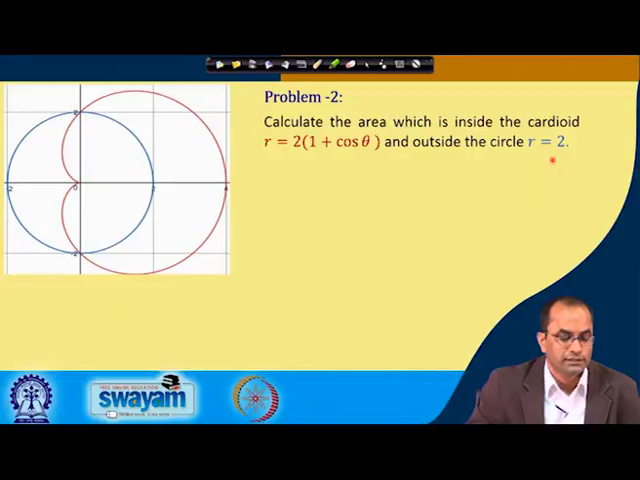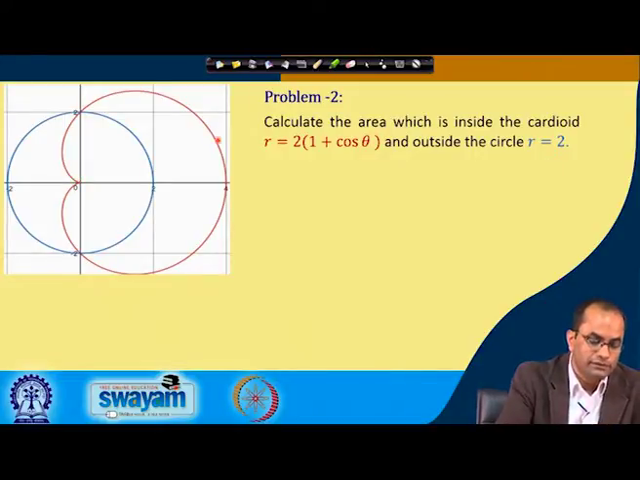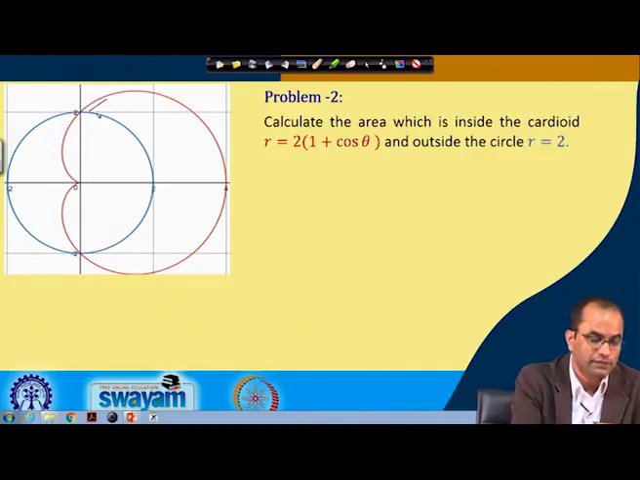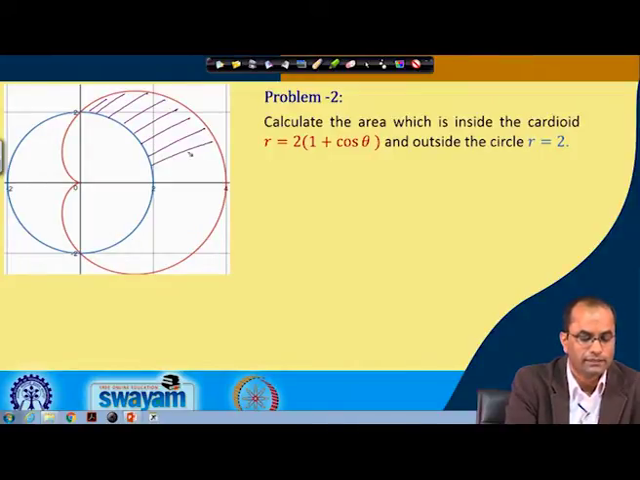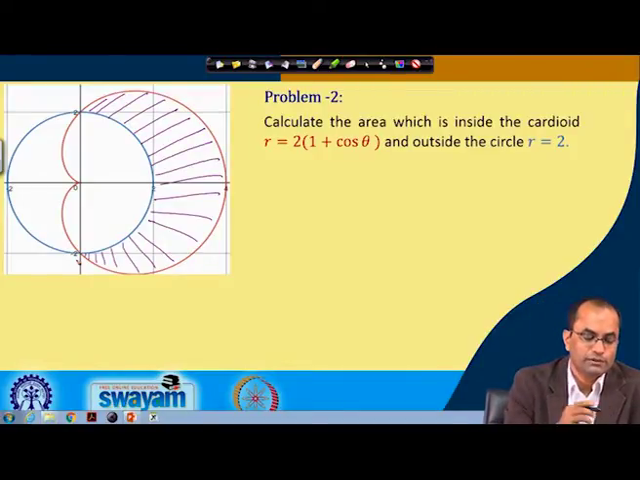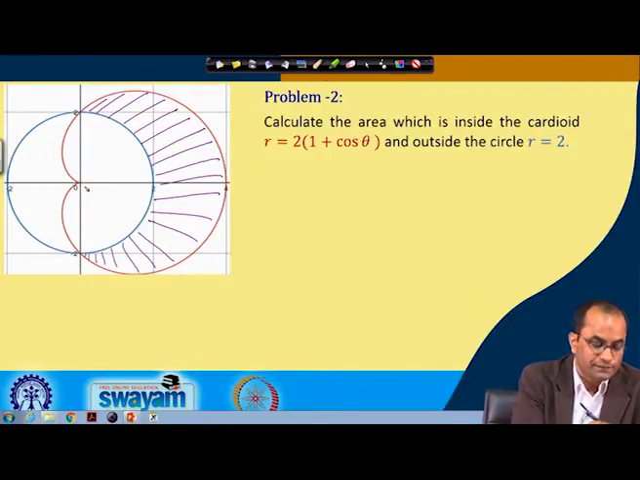So, in this case we have this cardioid, and then we have the circle here of radius 2, and what is asked here is inside the cardioid and outside the circle r is equal to 2. So, that means we are talking about this region here, outside the circle and inside this cardioid. So, this is the region we want to find the area of, and naturally we will use polar coordinates, because this is again much easier.